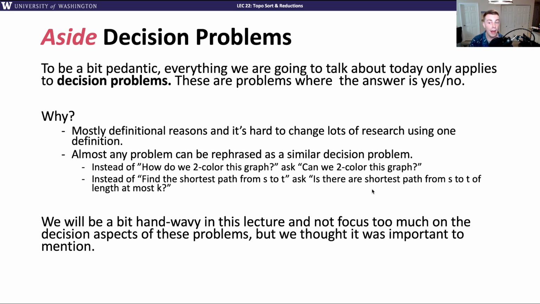Or instead of, find the shortest path from S to T in a graph. Ask, is there a shortest path from S to T of length at most K? Now, both of these are kind of similar problems, but the second ones are always decision problems. The answer is yes or no.